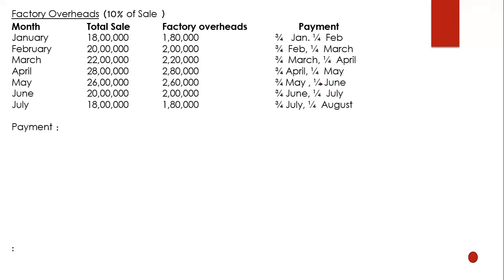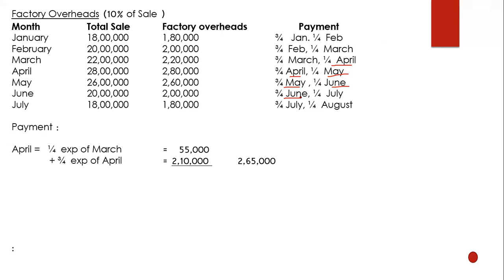So we are concerned with April again, April, May and June. Okay, so the payment system will be April: 1/4 expense of March. So March expense is 2,20,000. So 1/4 of 2,20,000 is equal to 55,000. 3/4 of April. So April's expense is 2,80,000. Here it is mentioned. So 2,10,000. Total will be 2,65,000.